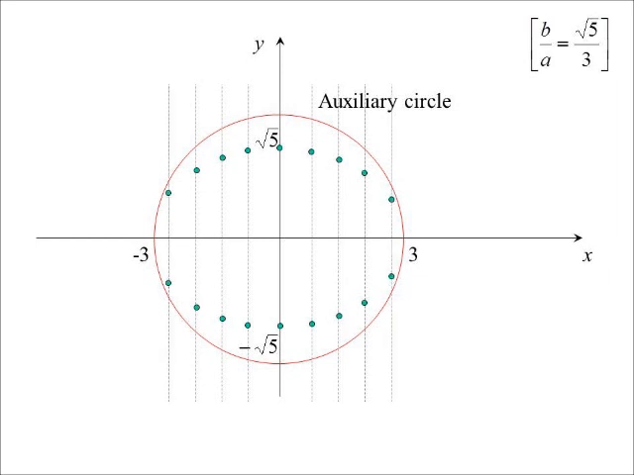I can pick another vertical line. Measure it, root 5 on 3. Other side, root 5 on 3. And you can see the ellipse is starting to form. There it is. Our lovely ellipse. So that's known as the auxiliary circle method.